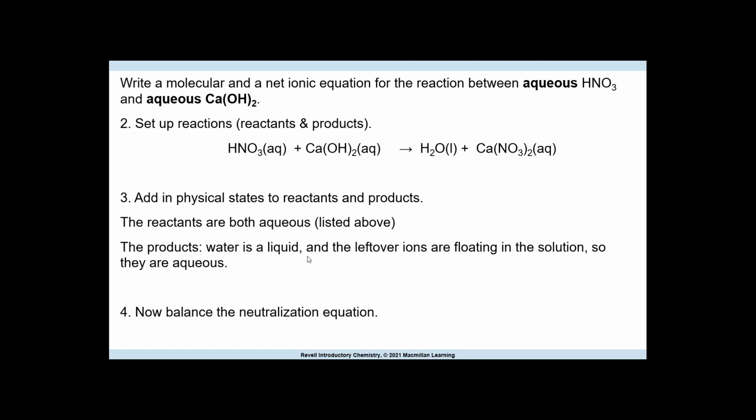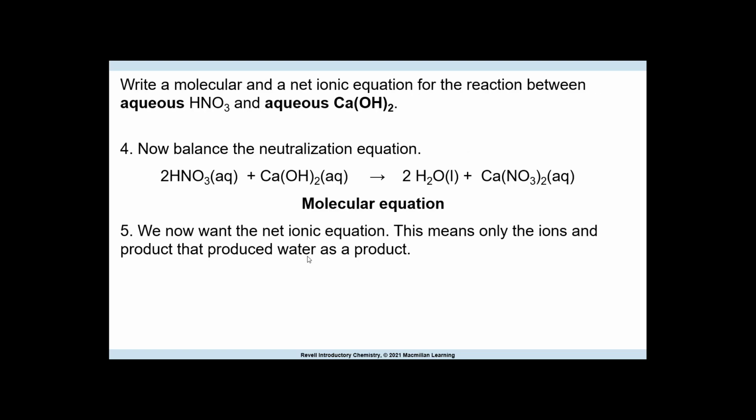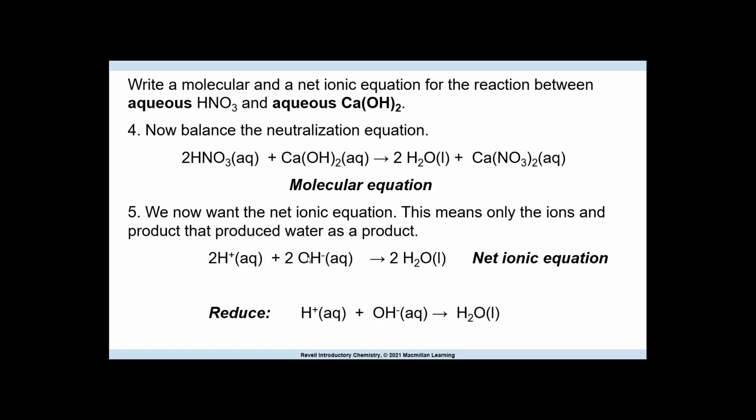Okay, so now balance the equation. So we balance it out. Here's the molecular equation, but we're not done because it's asking for the net ionic. So what would the net ionic be in this case? It's what produces water. So we pull that out, and if we notice, we got 2 and 2 and 2, so we can reduce this down, and that is our net ionic equation down here.